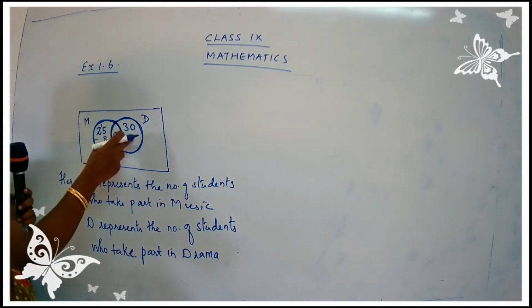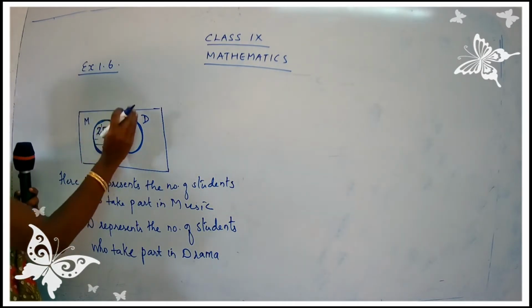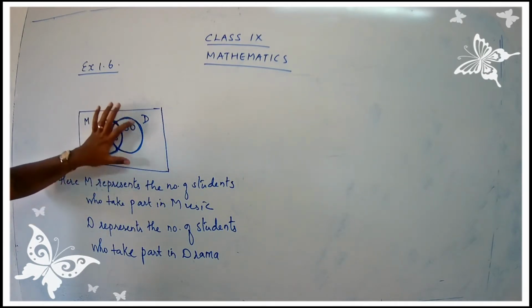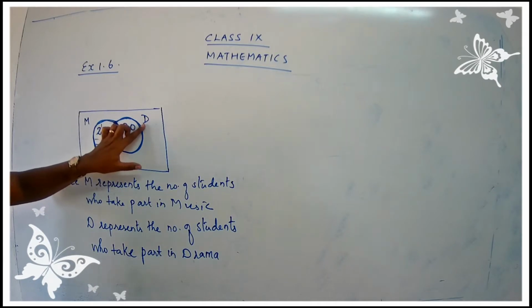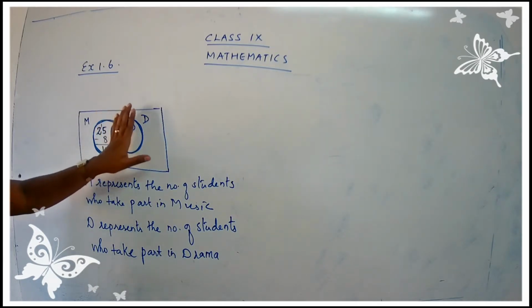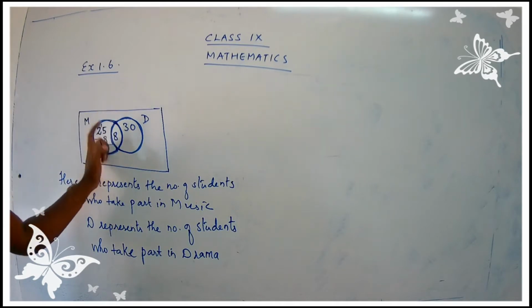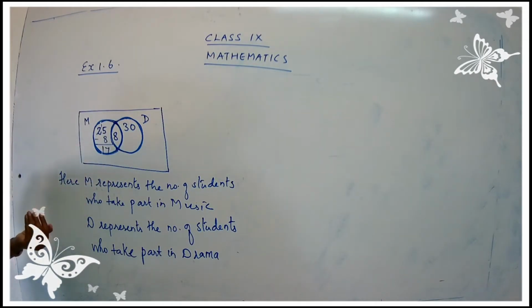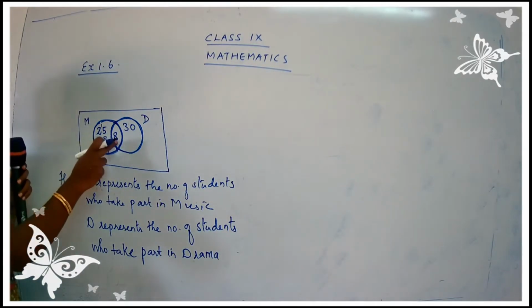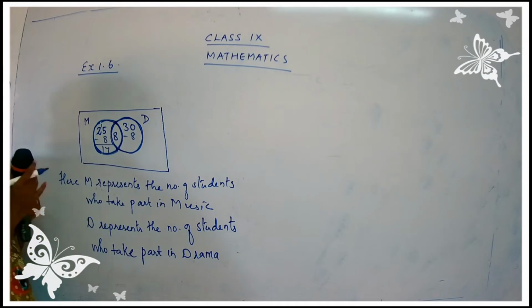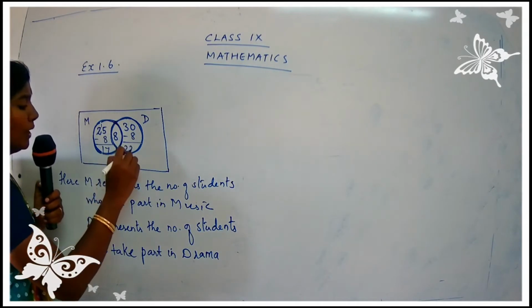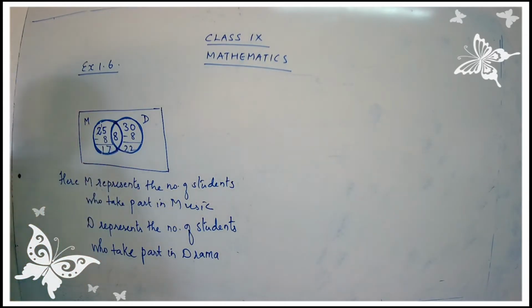In the same manner, if you go for drama, if you have to find the number of children taking part only in drama. See here, when you talk about drama, this whole circle represents the information about drama, yes? But I just want the number of students who take part only in drama. That means I don't want the common area. Are you getting my point, children? We are going to remove the common area. So how are you going to remove it? Just subtract 8 from 30. If you remove 8 from 30, what is left here? 22.